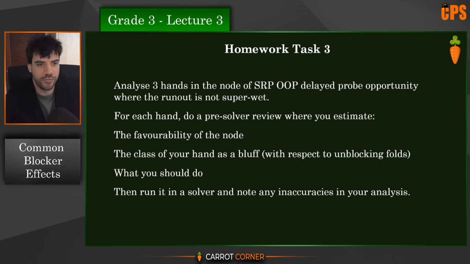For homework, I would like you, this time, to analyse 3 hands in the node of single raise pot, out of position delayed probe opportunity, where the runout is not super wet and crazy. The idea here is that I want you to practice hands that are not favourable worlds and get you to keep your bluffs under control by favouring mainly hands with very good Y factor, meaning Y-1 or Y-2.